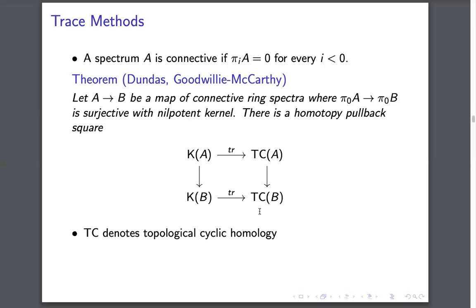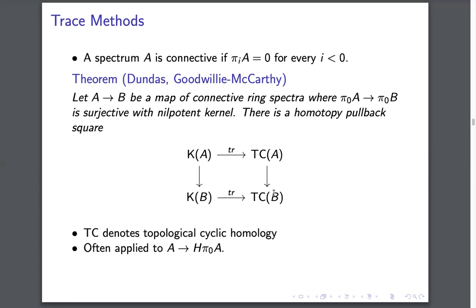So, for example, what does this tell us? It says that if you are in this situation, you have a map A to B. If you know the K-theory of B, if you know the TC of B, in order to obtain the K-theory of A, you just need to understand TC of A, and of course these two maps, right? So the idea is that it reduces algebraic K-theory computations to TC computations. That's the point of this pullback square.